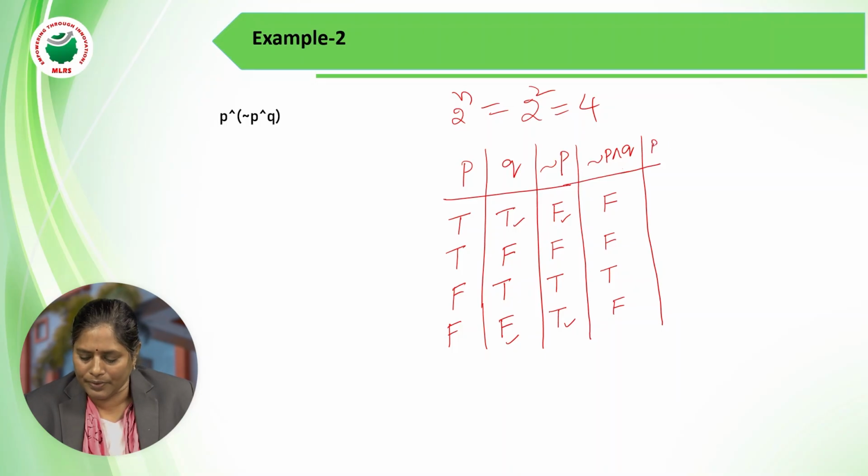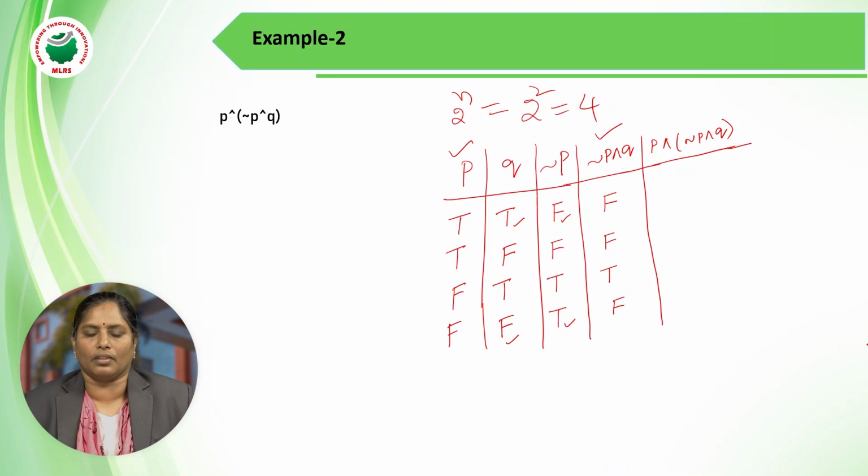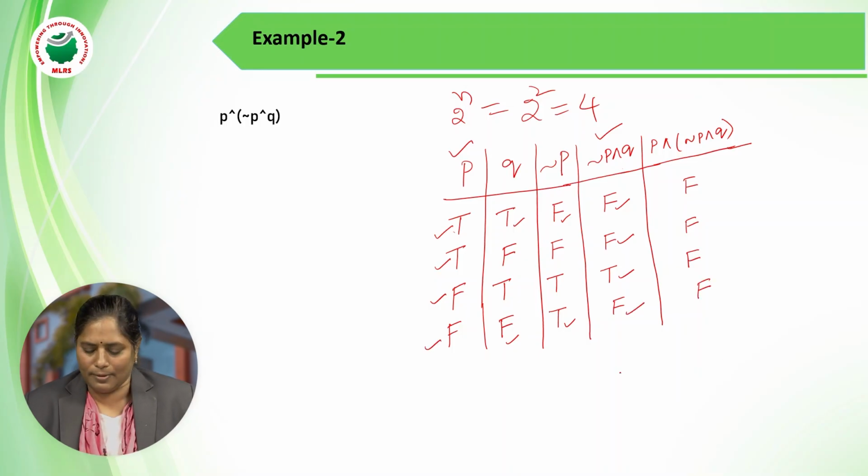Again, I am applying conjunction on P and on negation P and Q, that is, on the first column and fourth column. For the first operation it is true, the second value is false, obviously it is false. Again true, false, so it gives false. Again false, true, false. True, false gives false. False, false gives false.